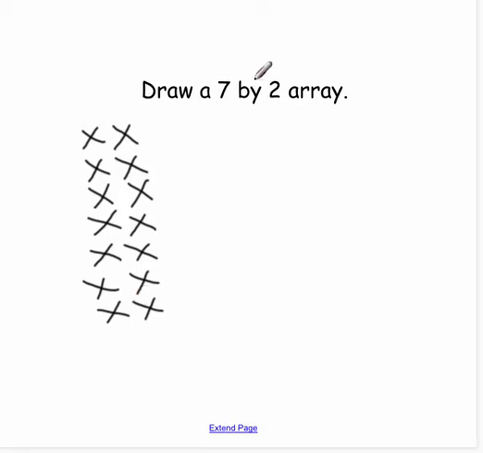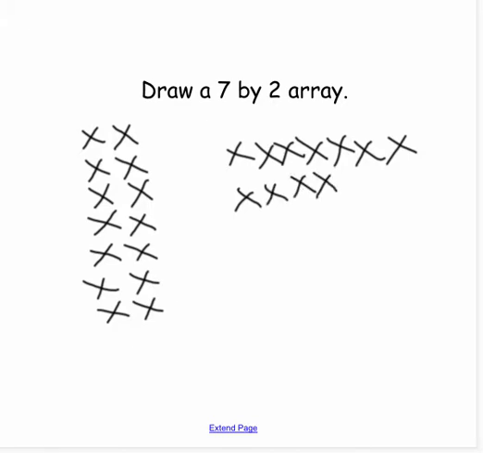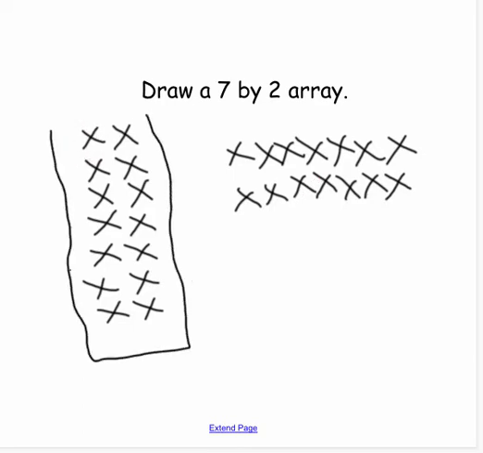The other way to draw it would be to put 7 X's in a row. 1, 2, 3, 4, 5, 6, 7, and I would make 2 rows of them. 1, 2, 3, 4, 5, 6, and 7. In both of these examples, we have 14 total X's. They are just drawn in different directions.